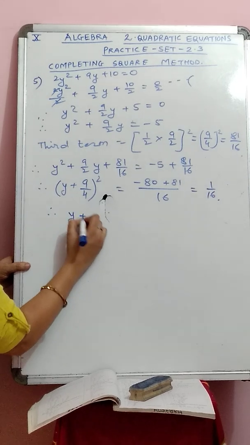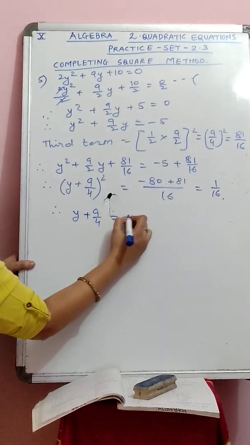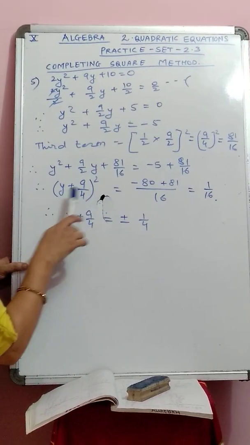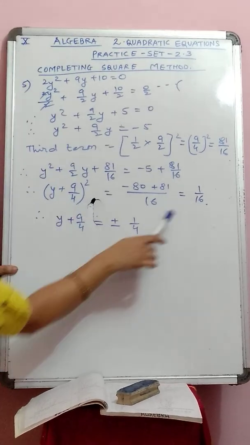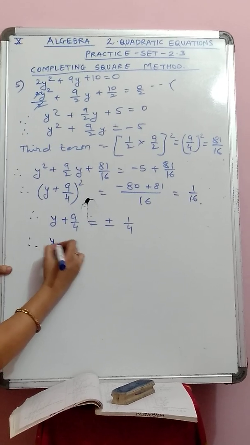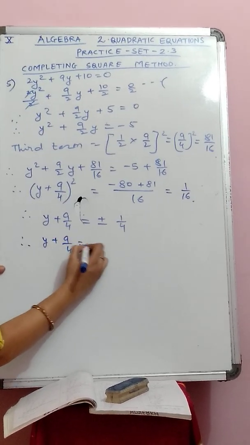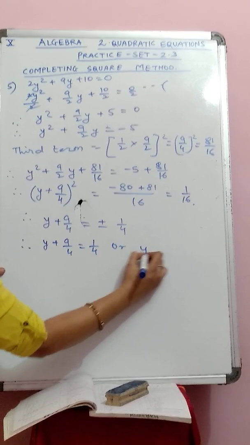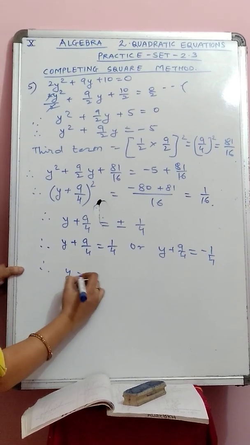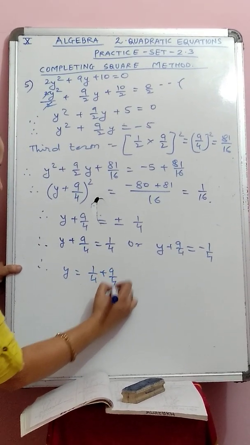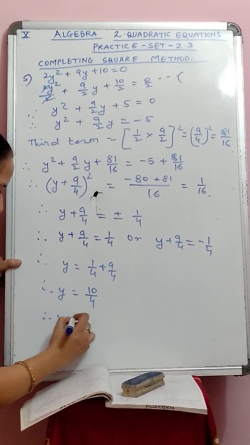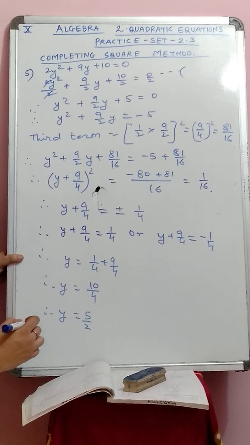How I am going to write is y plus 9 upon 4 is equal to plus minus 1 upon 4. Is it easier? You are going to take the square root of this one, y plus 9 upon 4, and the square root of 1 upon 16 is 1 upon 4. It will be plus or minus. So either y plus 9 upon 4 is equal to plus 1 upon 4 or y plus 9 upon 4 is equal to minus 1 upon 4. Therefore y is equal to 1 upon 4 plus 9 upon 4. Therefore y is equal to 10 upon 4 and you got y as 5 upon 2.